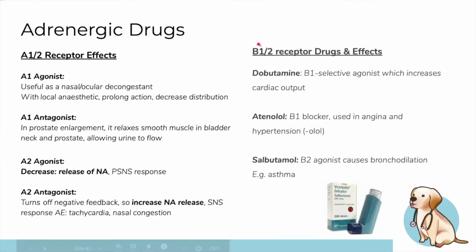In terms of beta 1 and 2, you guys will revisit this when you do heart stuff, but basically if you add beta 1 agonist, sympathetic response, beta 1 blocker is going to stop sympathetic. So angina and hypertension, that's often because your heart's pumping too much. So if you give them a beta 1 blocker, that's going to stop your heart from working overdrive and help alleviate symptoms. Salbutamol, that's your beta 2 agonist. So once again, bronchodilation. Don't give them a beta blocker.